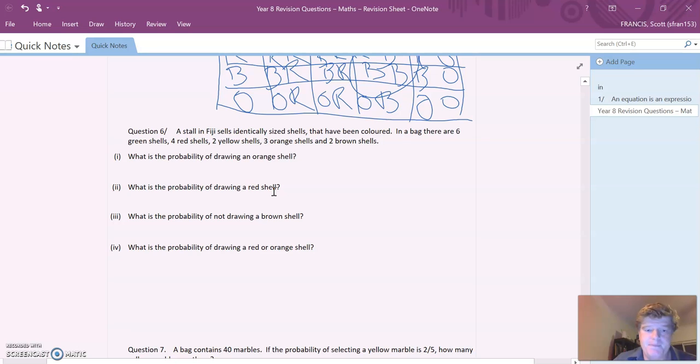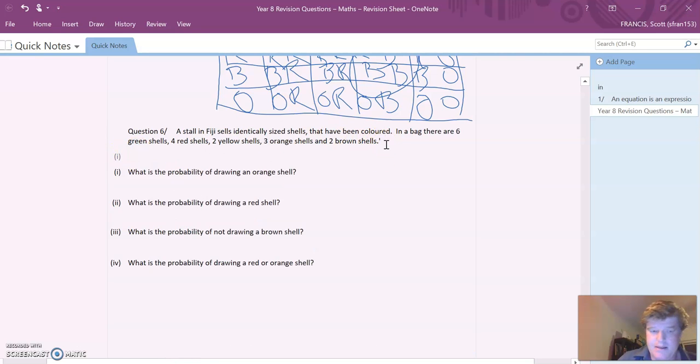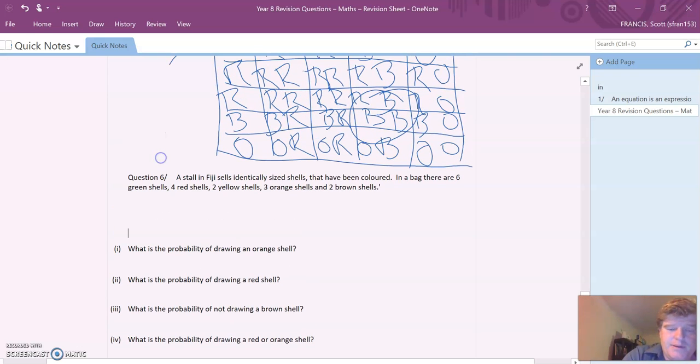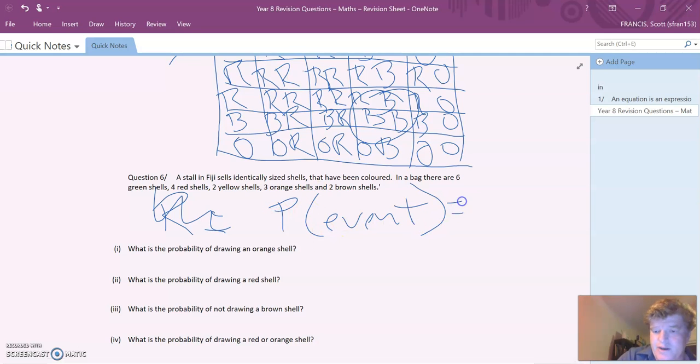Question 6. A stall in Fiji sells shells that have been coloured. So in the bag there's 6 green, 4 red, 2 yellow, 3 orange and 2 brown. So we know, we might just put our rule at the top here, that the probability of an event equals the number of times that the event occurs divided by the sample space, or the total number of outcomes.